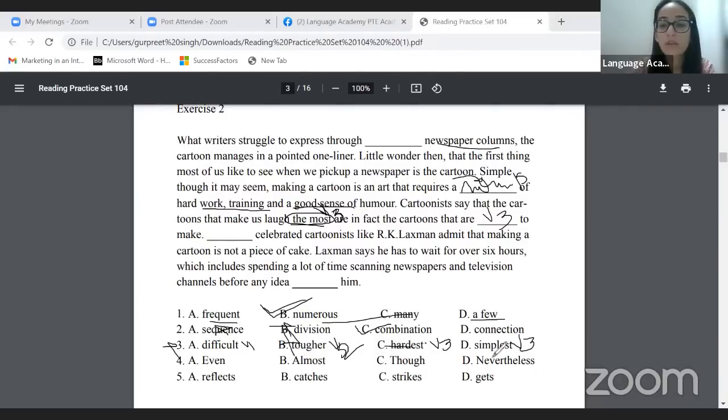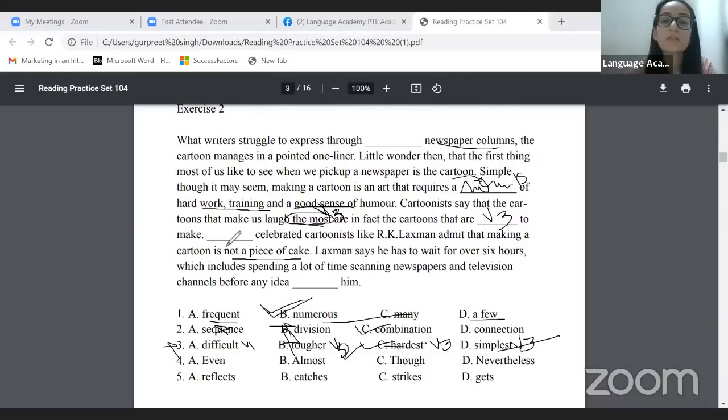And hardest to make or simplest to make. So obviously they will be the hardest. Even if you don't understand hardest or simplest by reading this sentence, when you read the next sentence, you will get to understand that they are talking about difficulty, not simplicity. When they say dash, celebrated cartoonists like R.K. Lakshman admit that making a cartoon is not a piece of cake, means it is not an easy job. So we cannot go with that. The best cartoons are very easy to make. So simplest cannot be the answer.